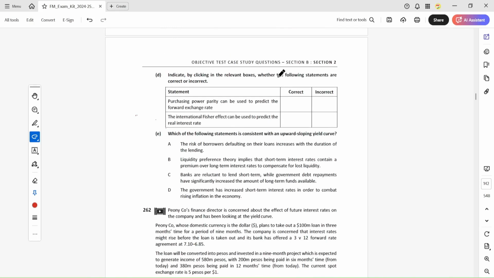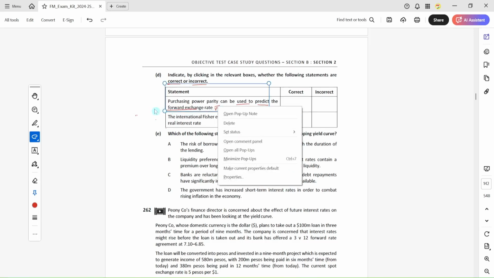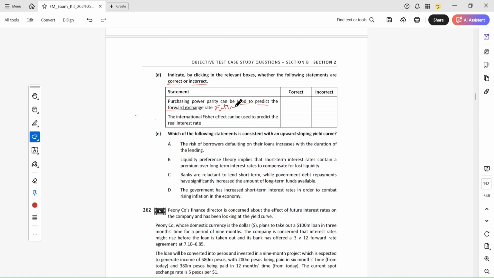Indicate whether the following statements are correct or incorrect. Purchasing power parity is used to predict the forward exchange rate. No, it predicts the future spot rate, not the forward rate. So this is incorrect. The international Fisher effect can be used to predict the real interest rate. No, it is the nominal rate, which is the aggregate of real rate plus inflation. So this is incorrect.